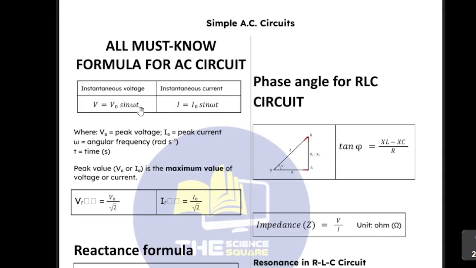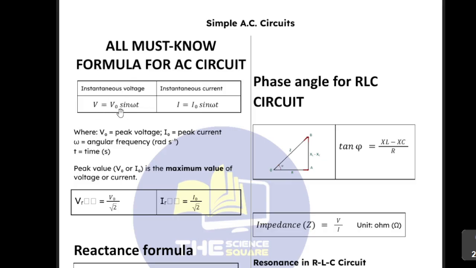So the first of them is you must know the instantaneous voltage and the instantaneous current in an AC circuit. We have explained that the instantaneous voltage and instantaneous current, of course, is instantaneous because it changes with time. So it follows a sinusoidal waveform. When you plot a graph of V against t or a graph of I against t, you get a sinusoidal waveform.